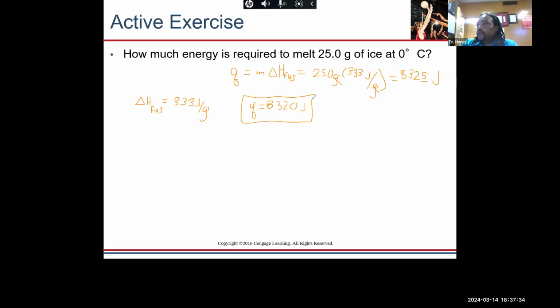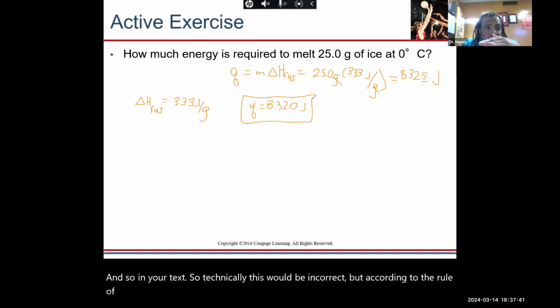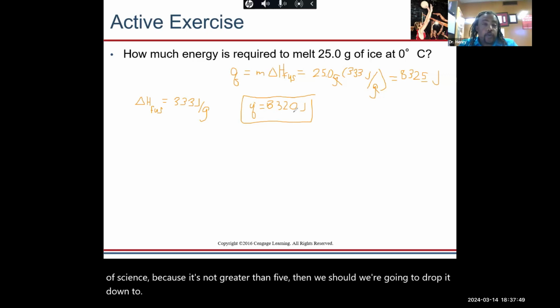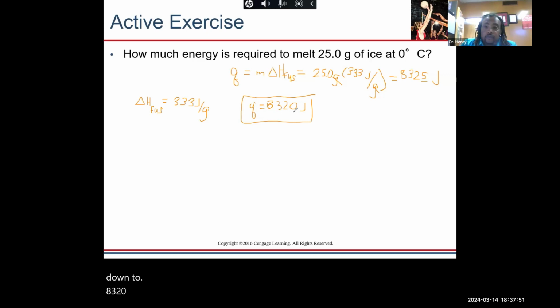And so in your text, technically this would be incorrect. But according to the rule of science, because it's not greater than 5, we're going to drop it down to 8,320. Okay. Questions?